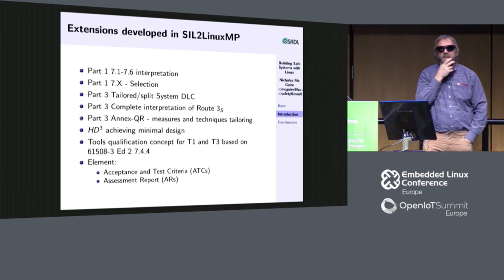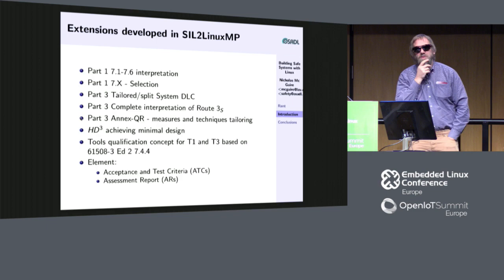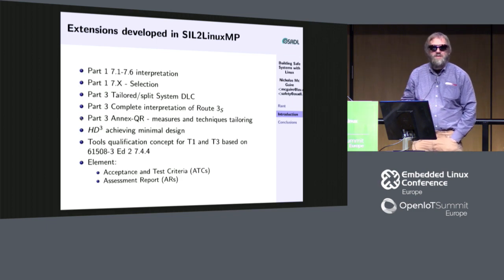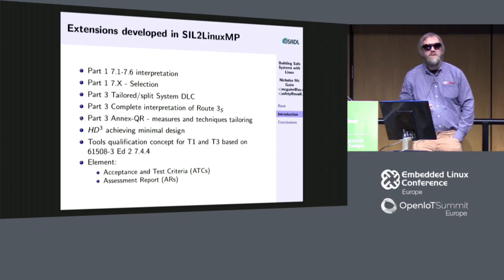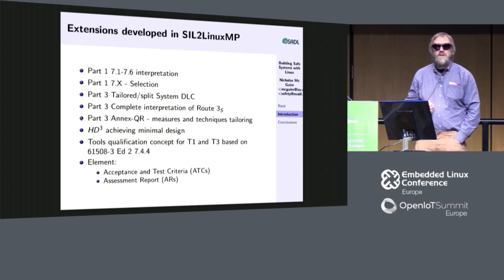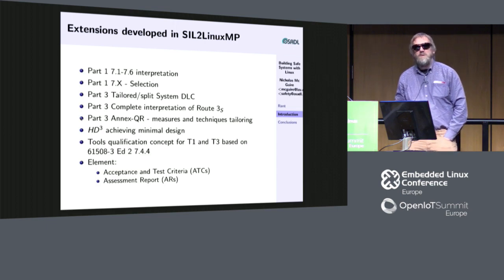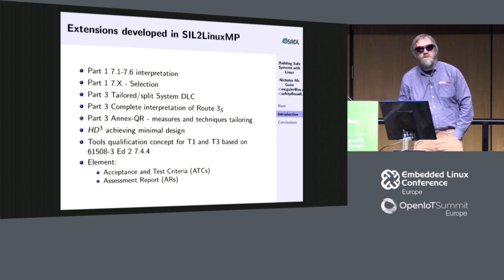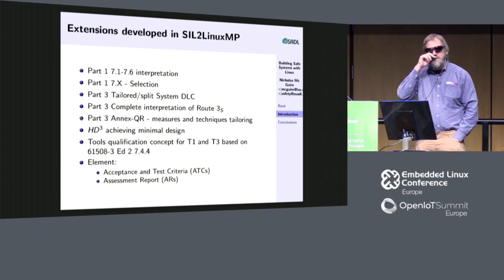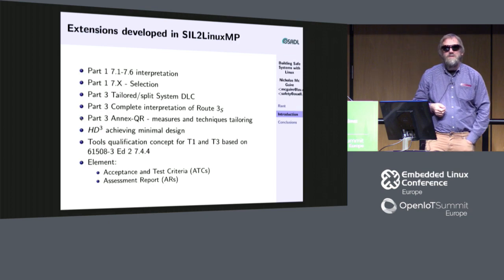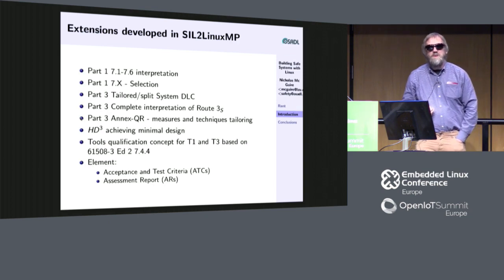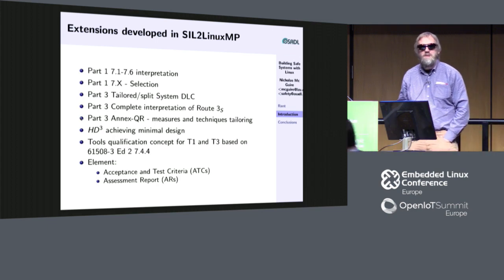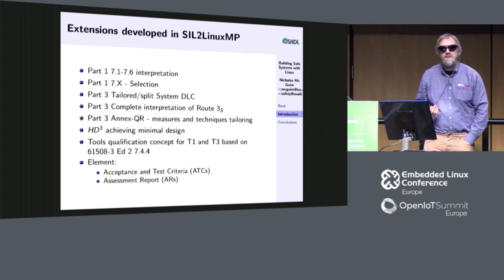Extensions. Okay, good. So now getting a little bit closer to SIL2Linux, what do we have in SIL2Linux? The SIL2Linux project has been running for a little more than 3 years, trying to come up with a qualification route for GNU Linux-based systems. And to do that, we actually had to extend 61508 and get these extensions reviewed. The extensions cover selection, because we have to be able to eliminate hazards, not only mitigate them. So selection is a place where we can mitigate them.